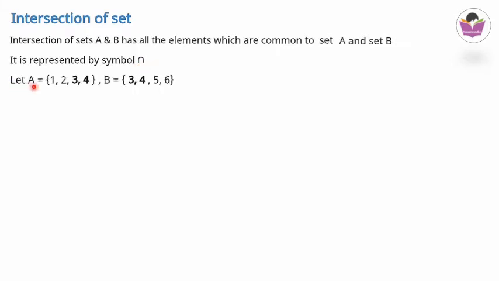Let's take an example. Let A is equal to the set of 1, 2, 3, 4 and B is equal to the set of 3, 4, 5, 6. When you consider these two sets, the highlighted elements are 3 and 4 here, and 3 and 4 here also. These two are the common elements. As we know that intersection is common elements, that means A intersection B is equal to the set of 3, 4. Just collect the common elements and write A intersection B is equal to the set of 3, 4.